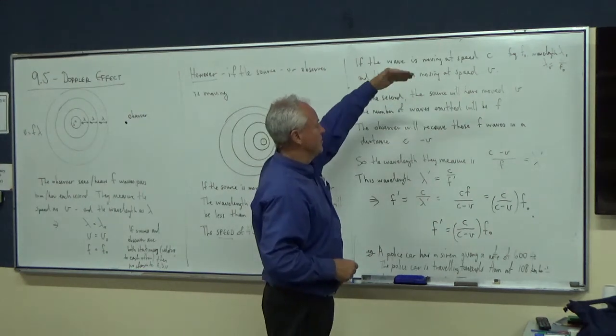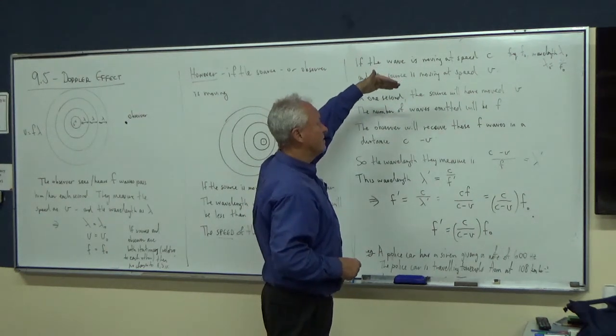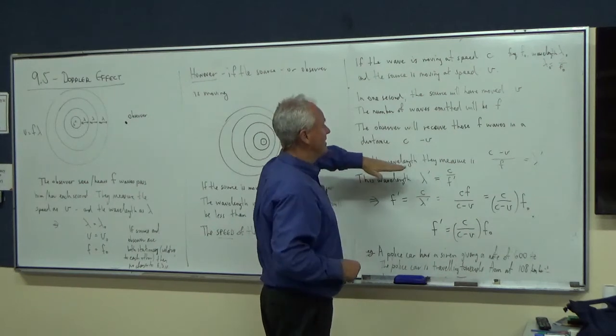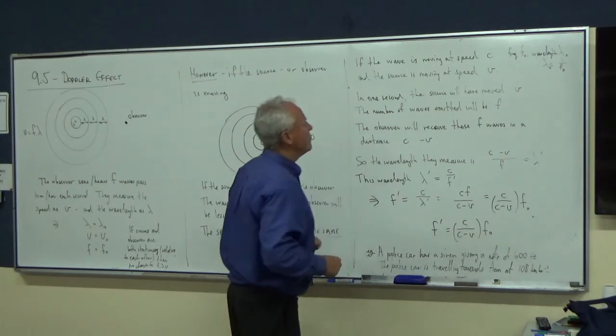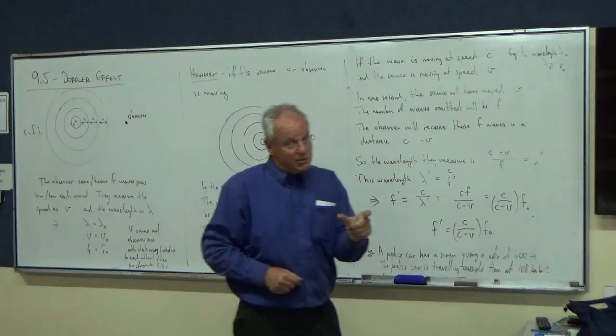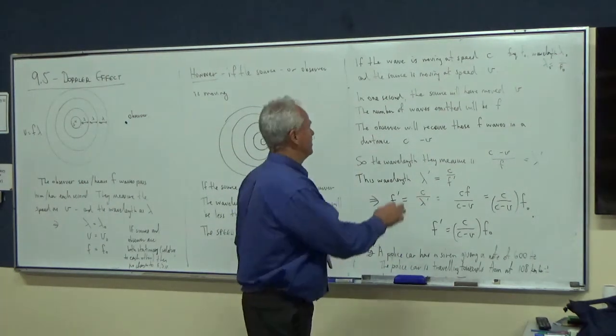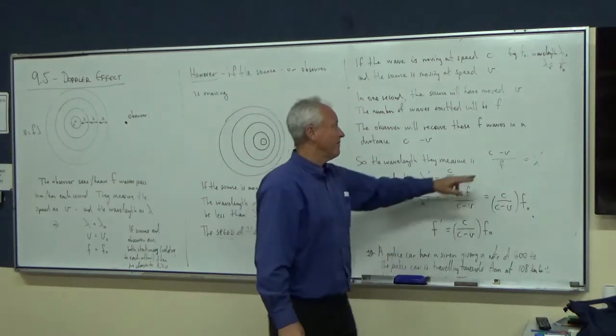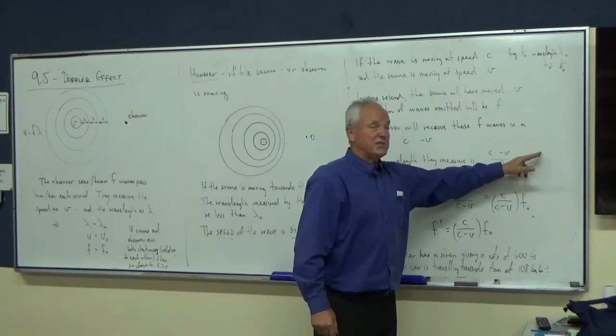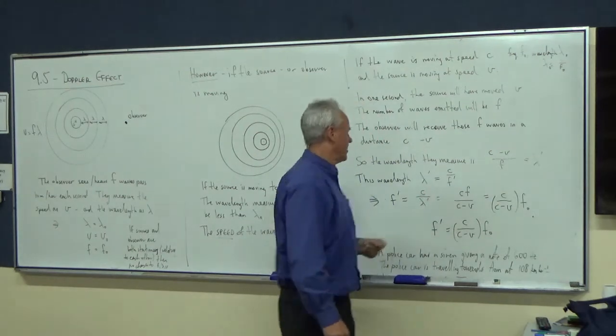Lambda is equal to c on f. The wavelength will be that total distance over the total number of waves. The total distance is c minus v, total number of waves is f. So that's lambda dash, what the observer is going to measure.